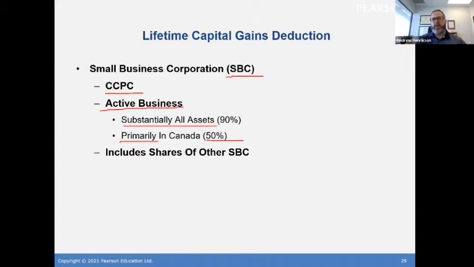Now, sometimes these can get complicated structures, and there could be a holding company that owns the active company. So it could be a company that owns shares in a company that qualifies, that sort of thing. So it can get a little more complicated. That's why it says includes shares of another SBC. But in the basic example, you want a Canadian controlled private corporation. So in other words, not public, not from another country. We're looking for CCPCs actively using a substantial amount of their assets, primarily in Canada.